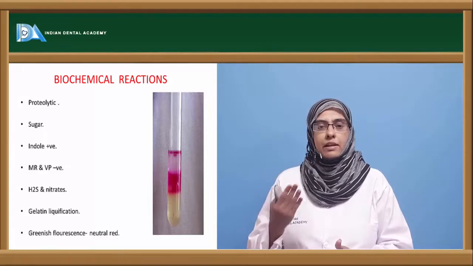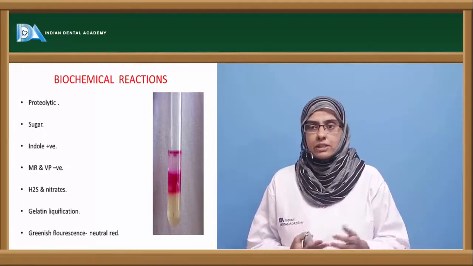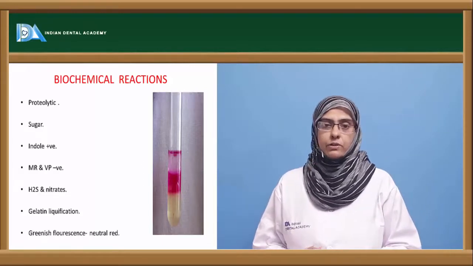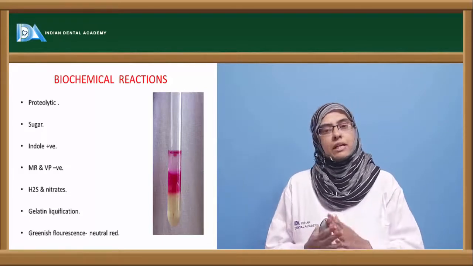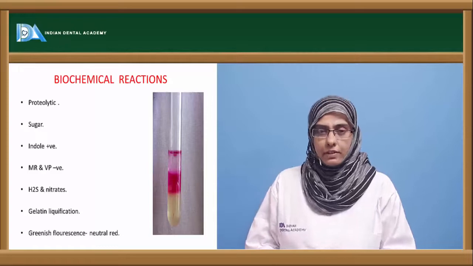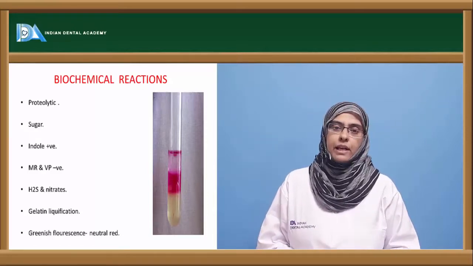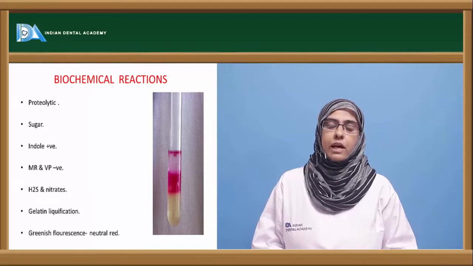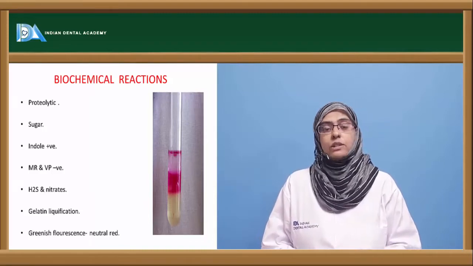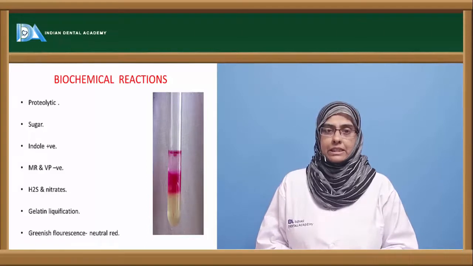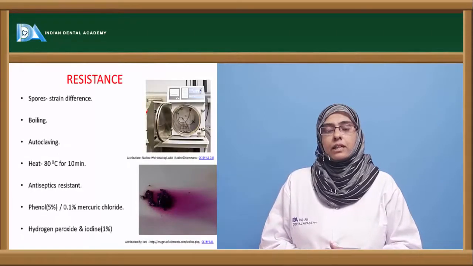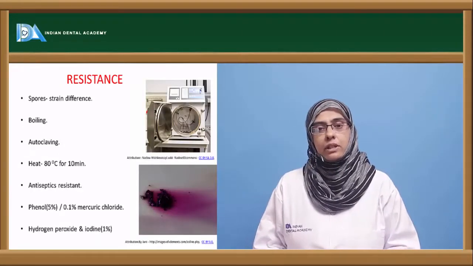Next is MR and VP negative, and hydrogen sulfide and nitrates are not reduced. That is, hydrogen sulfide is not formed and nitrates are not reduced. Gelatin liquefaction is seen, but it is very slow in nature. And another important characteristic feature is that this organism has the ability to produce a green fluorescence on a media that contains neutral red.